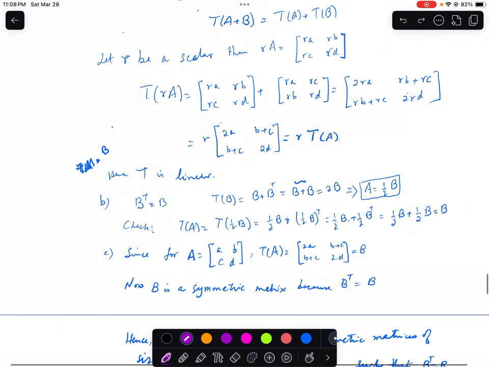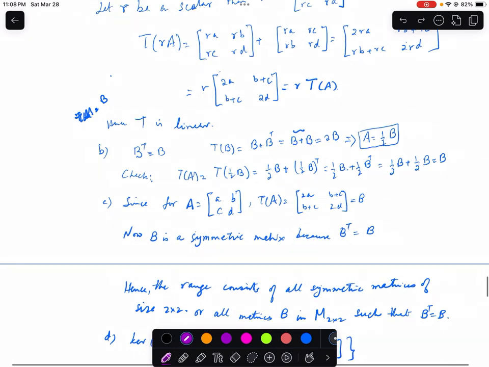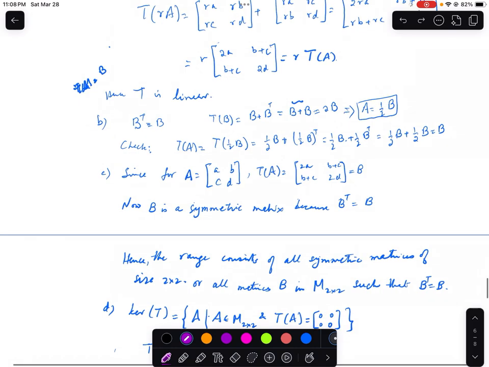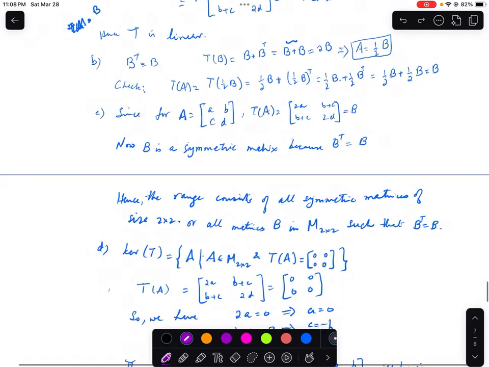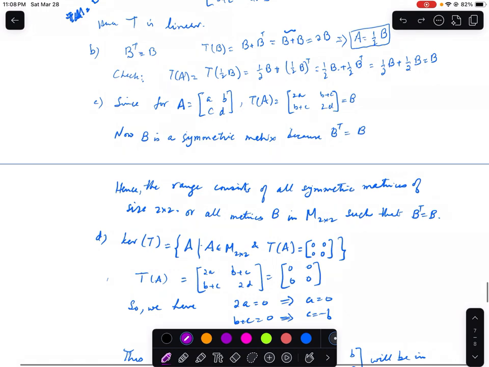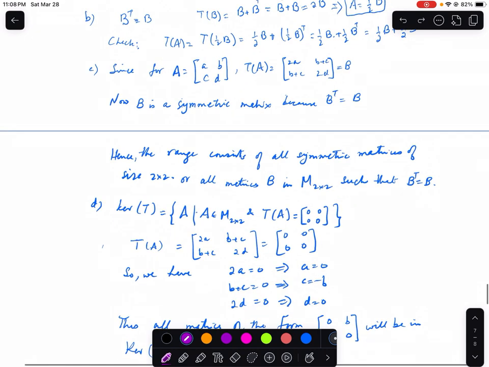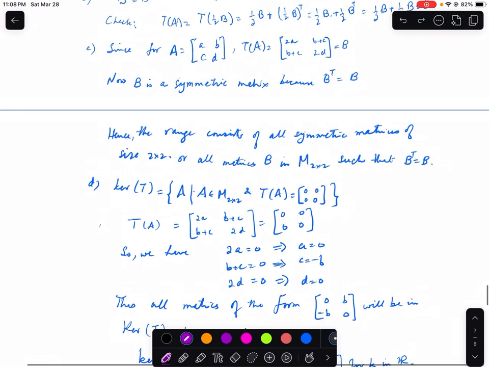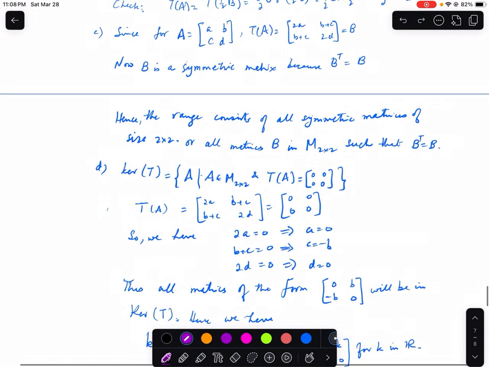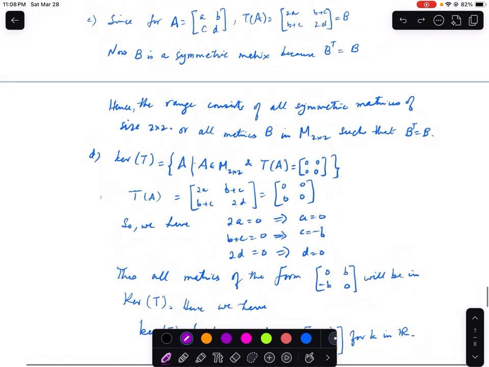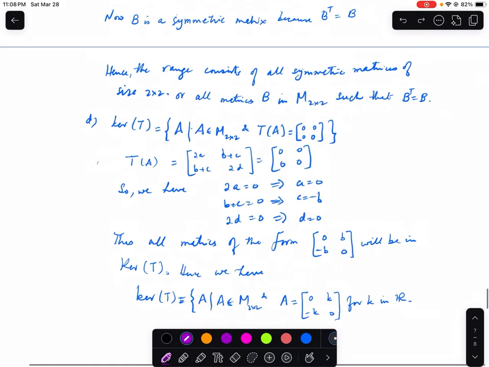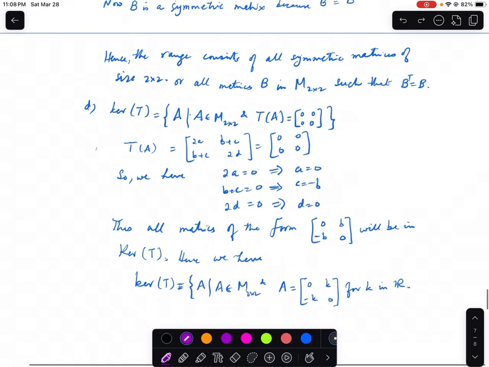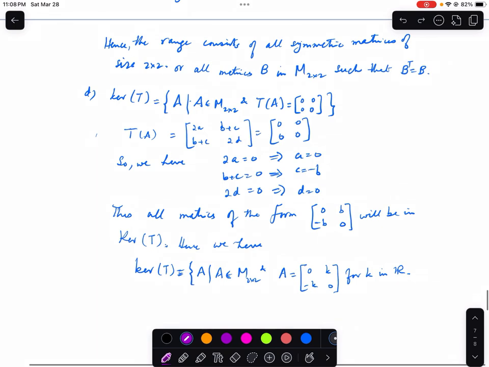So what is the kernel of T? The kernel of T will be all the matrices in M2 by 2 such that they map onto the 0 matrix, having all 4 entries equal to 0. So you just pick any matrix A, write its image after applying the transform, and set it equal to the 0 matrix, which means each corresponding entry is 0.